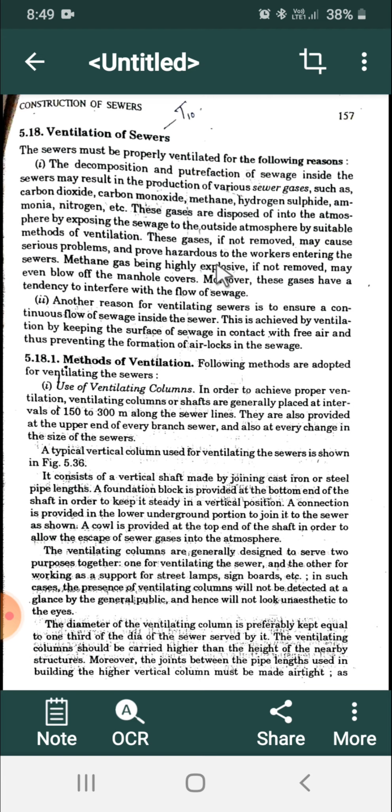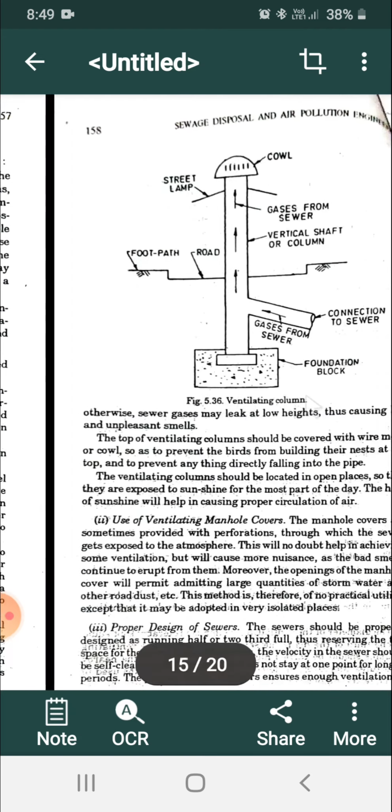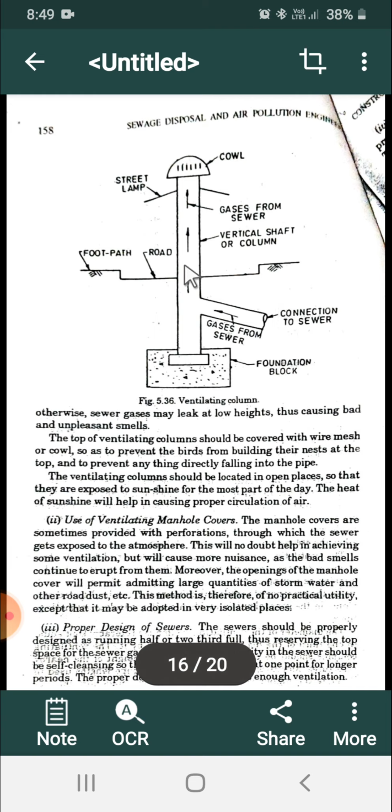It's self-explanatory. Why it is required: to avoid the foul gases entering into your house. So the gases should go directly to the atmosphere, and we are going to provide a pipeline with a perforated cap, so that the gases from the sewer line go outside. This is one.